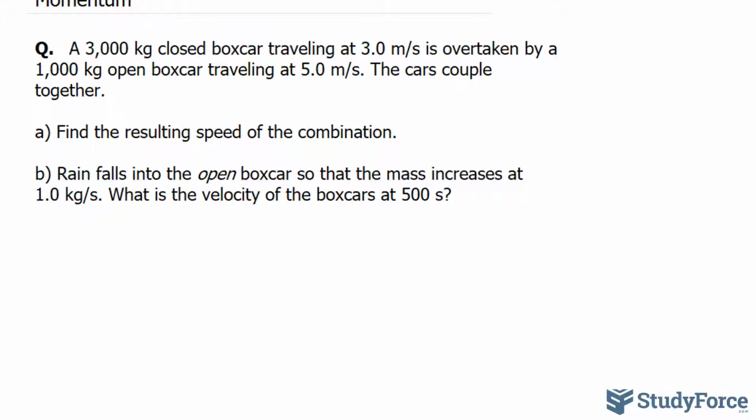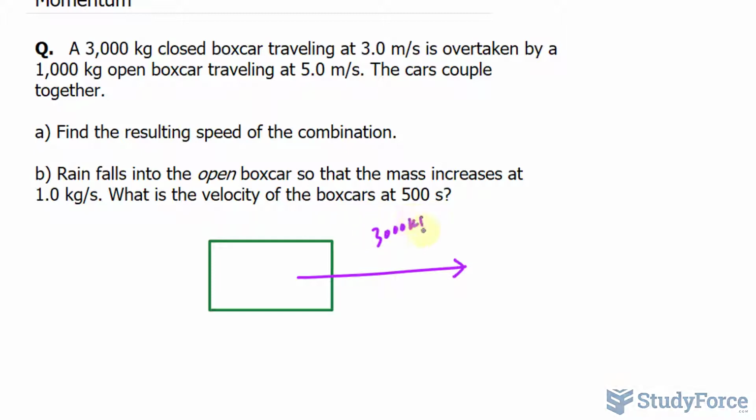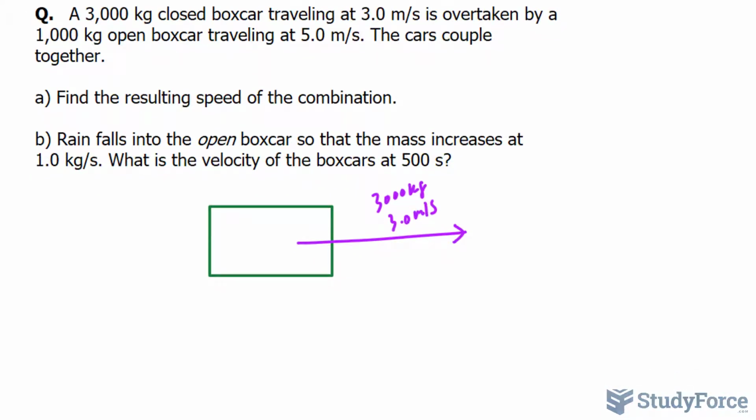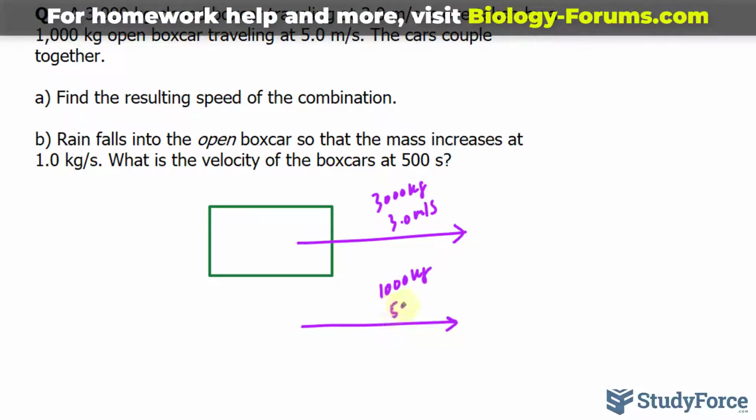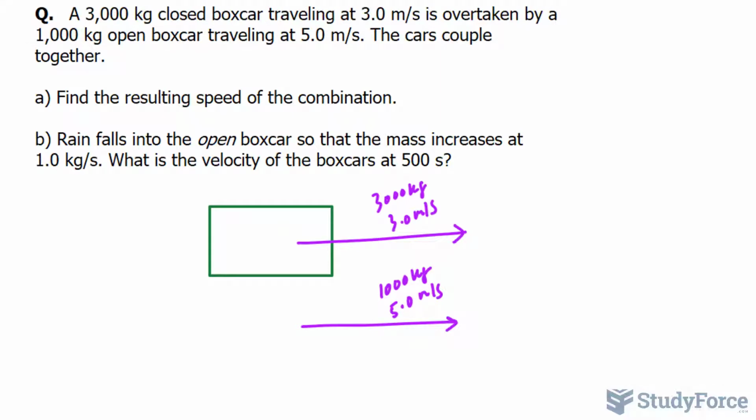So first of all, let's do a quick illustration. Let's pretend that this rectangle is a boxcar and it is moving, let's say, in the direction to its right. It has a mass of 3,000 kilograms and a speed of 3.0 meters per second. Then we have another one that's traveling at 5.0 meters per second, so it's faster and lighter. So let me just show another arrow where the other one is 1,000 kilograms and speed of 5.0 meters per second. Technically, according to the question, once they reach each other, they couple somehow. I'm not sure how that happens, but they combine together.